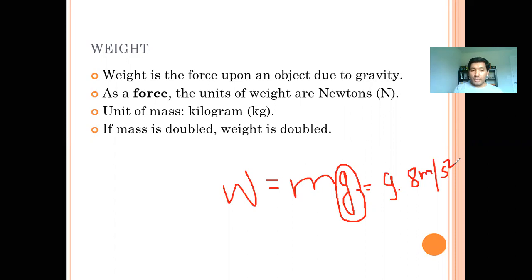The unit of mass, kilogram, you already know. And the unit of acceleration is meter per second squared. So weight is measured in Newton. In Newton, there is kg, meter, and per second squared, right? So this is the unit.